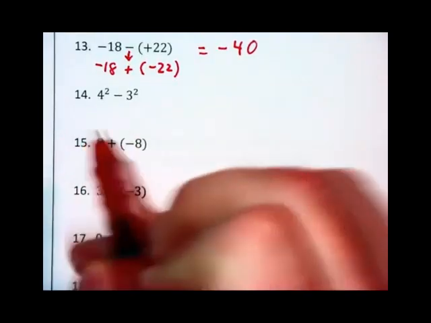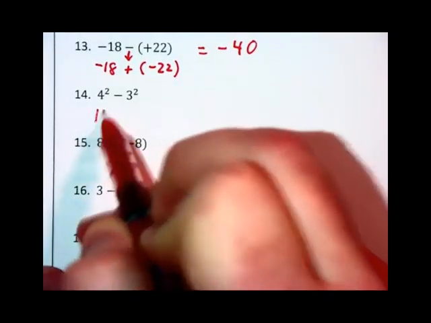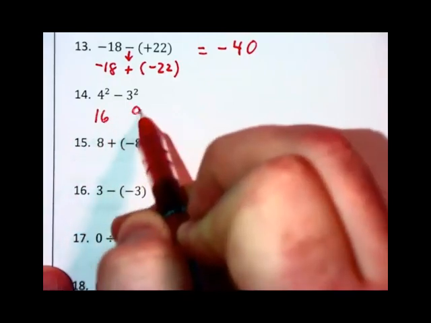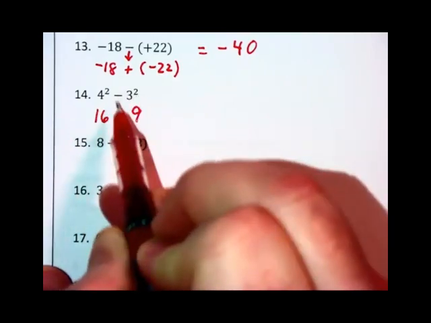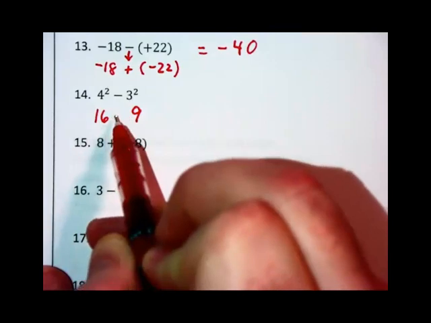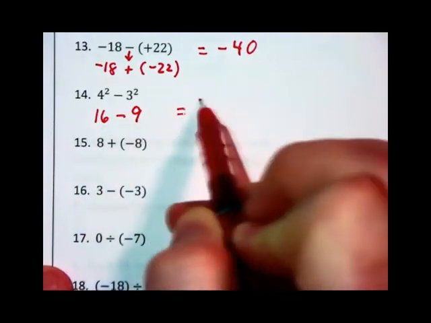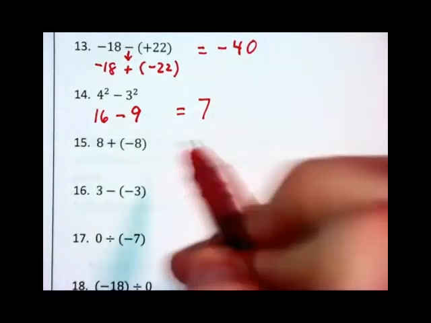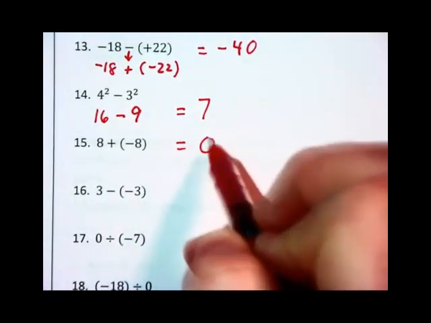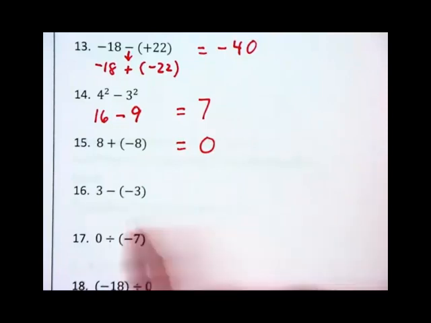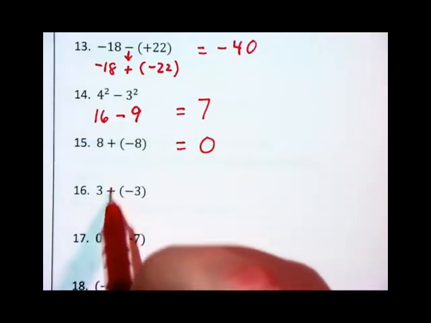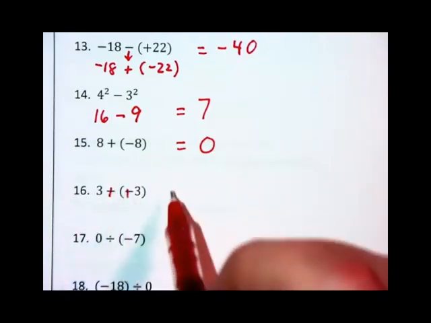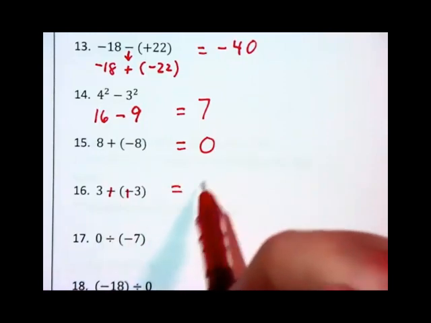Number 14, square the 4 to get the 16, square the 3 to get the 9. That second square does not extend to the negative. We now subtract to get 7. Number 15, we add opposites. They cancel out to make 0. Number 16, they don't cancel out because the minus a minus turns into plus a positive, and we get 3 plus 3, which is 6.